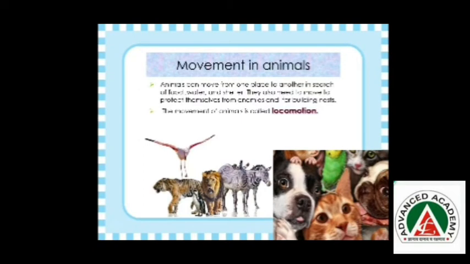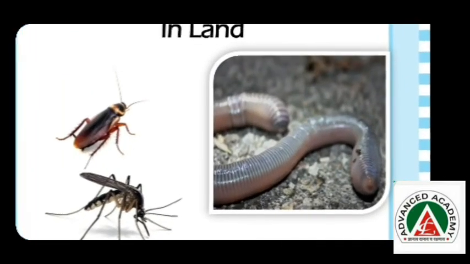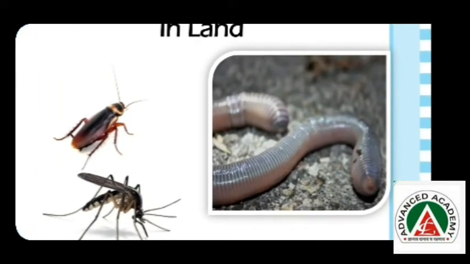These animals move in different ways. Animals such as earthworms move by crawling on the ground. They move by contraction and relaxation of their muscles.